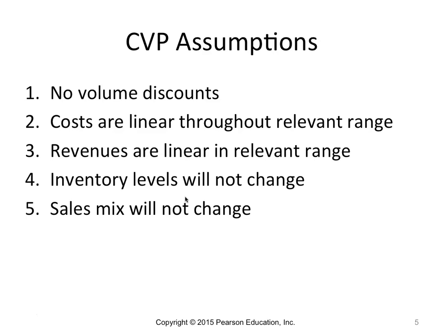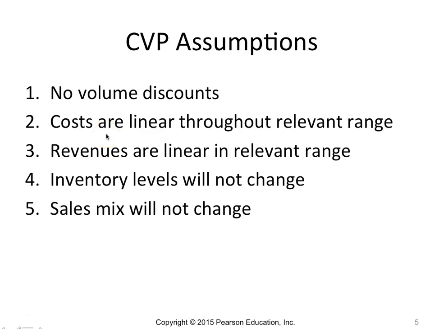There are 5 important assumptions. One, no volume discounts, so we are not going to have any discounts to consider. If we have discounts, we'll adjust our analysis. Two, costs are linear through the relevant range. The relevant range is the scope where you study, where we're looking at a certain amount and how much cost. Number 2 here is basically saying this applies to both fixed cost and variable cost.